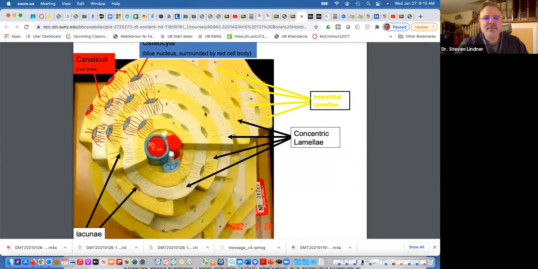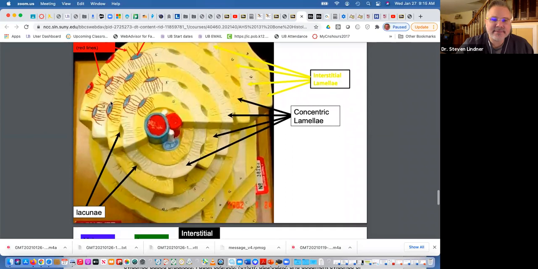Here's another view. Looks like Swiss cheese, right? It just looks like many concentric rings, hollowed out lacunae. Here's your central canal or the Haversian canal. Here's your artery. Here's your vein. Here's your nerve. And here's a lymph vessel. These are the canaliculi, the finger-like extensions coming off of the osteocyte.